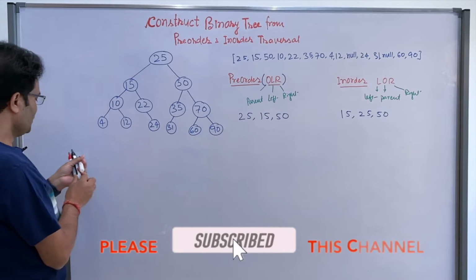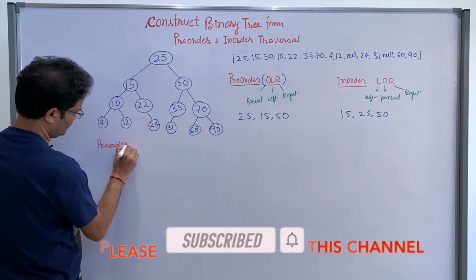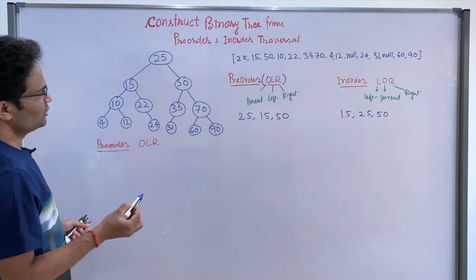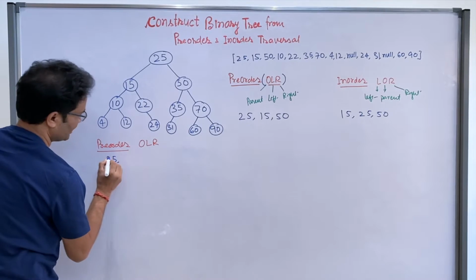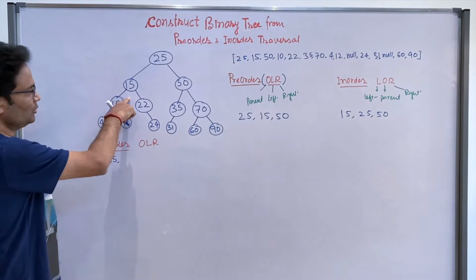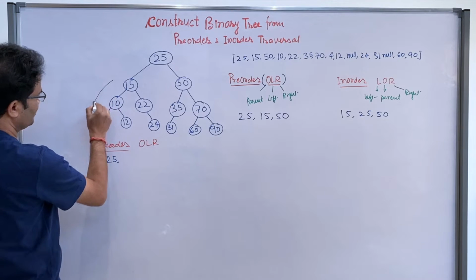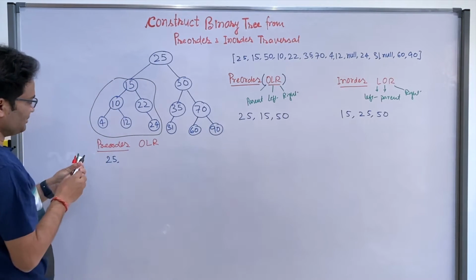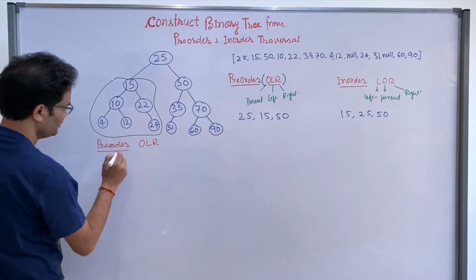So if you write the preorder, it means root, left, right, right? So first start from the parent. Parent is 25, so we write 25. Then you have to go to the left. But the moment you come to the left, you can see this is another subtree. For this subtree, what is the parent? Parent is 15. So again you start from the parent.